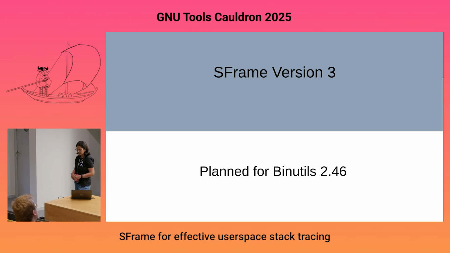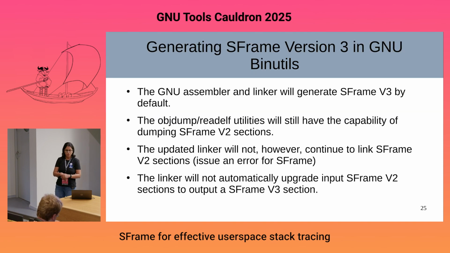Okay, so SFrame V3. We have been keeping a list of items that we want to support for SFrame V3. This is mostly a curated list of some user requests and some patch reviews. The plan is still to target binutils 2.46 with it. I think it's doable. And this is how the support will look by and large.